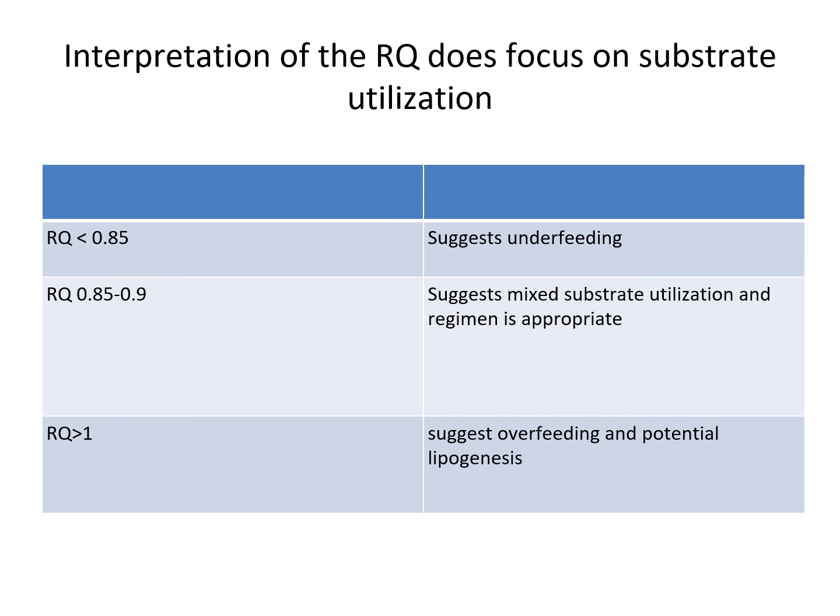Alright, so if we get RQs of less than 0.85, we're looking at underfeeding. If we have an RQ greater than 1, that is overfeeding and probably forming fat. So if it's in between that 0.85, that middle range, and 0.9, then they're saying that that's probably an appropriate level.